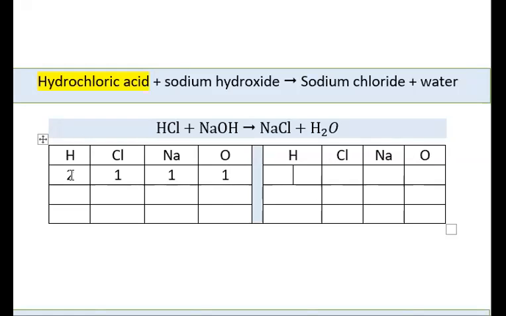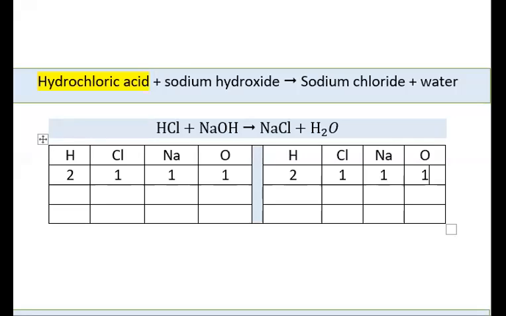In the products, how many hydrogens do we have now? 2. And how many chlorine? And how many sodium? We have 1 sodium. And lastly, we have 1 oxygen. Okay, are we balanced? Take a good look at the columns. Compare. Yes or no? Yes. Well done, guys.